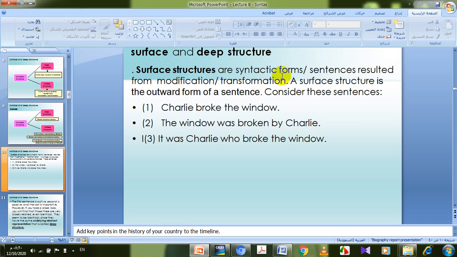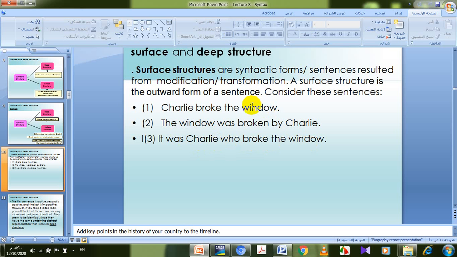Surface structures are syntactic forms, or sentences, resulting from modification, so the process is called modification or transformation. A surface structure is the outward form of a sentence. Consider these sentences. Charlie broke the window. The window was broken by Charlie. It was Charlie who broke the window.